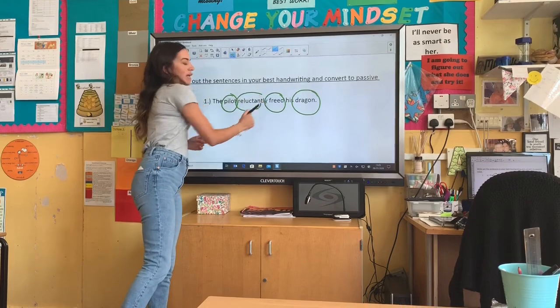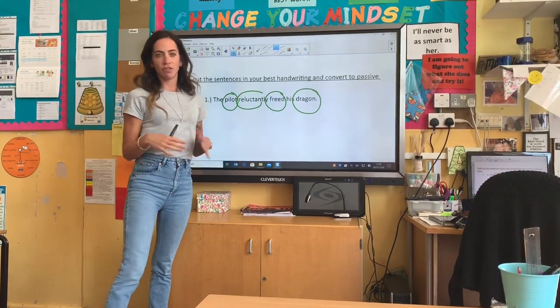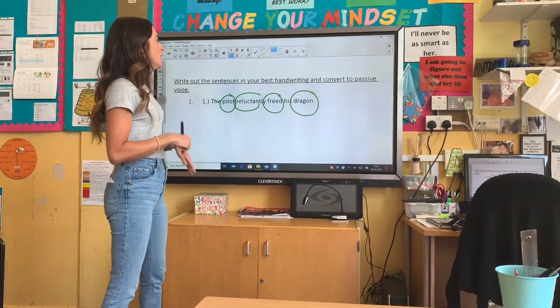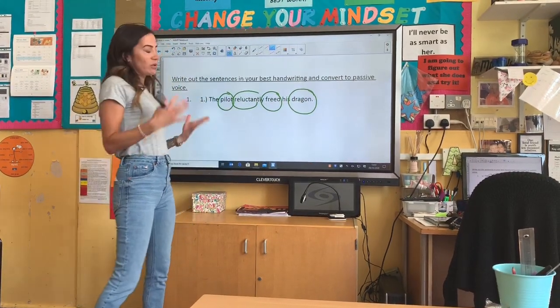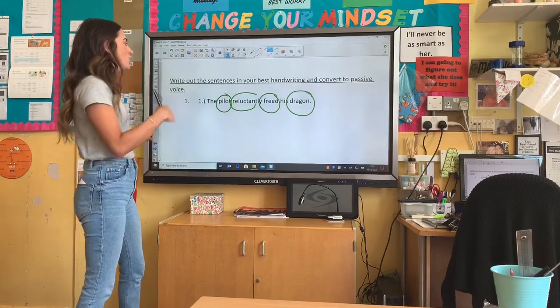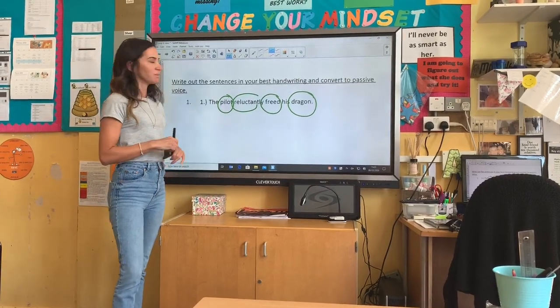This adverb here can go in any part of your sentence. That's not massively important. The important thing is you need to have the object noun first, followed by the verb, and you have to have the word by included, and you have your subject noun at the end.